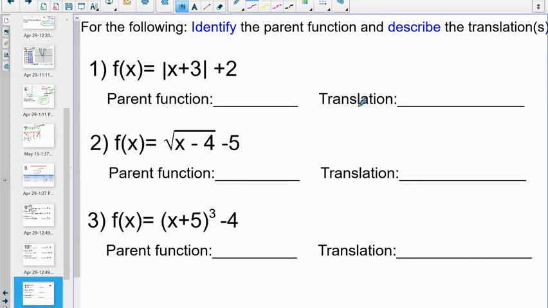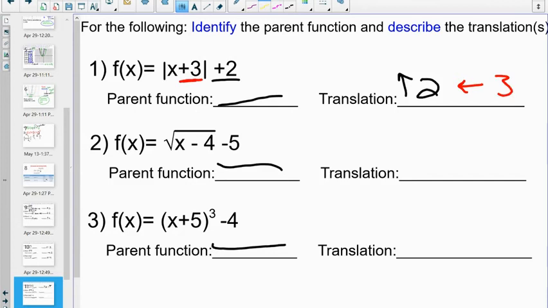Now this next one, this is combining the two. So now we have to differentiate between them. Again, we already answered the parent function, so we can skip that step since we did that a couple of slides ago. Now we're just describing the translation. Well, let's see what's on the outside of our grouping. On the outside, that's going to be our vertical shift. So we're going up 2. And our horizontal shift, since it's on the inside, this is our horizontal shift. And since it's plus, we're going left 3.